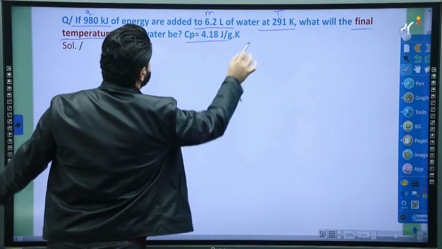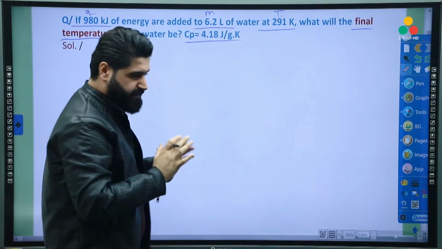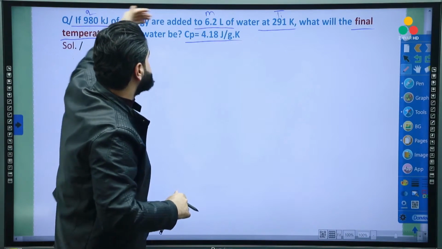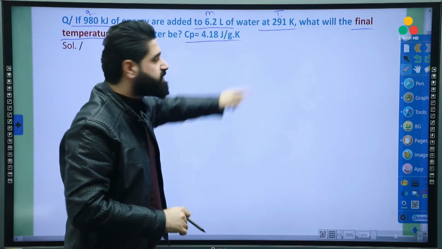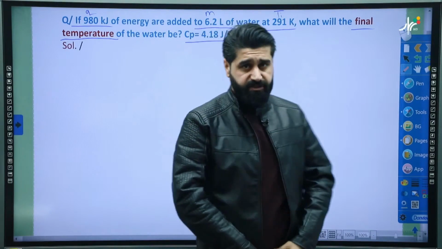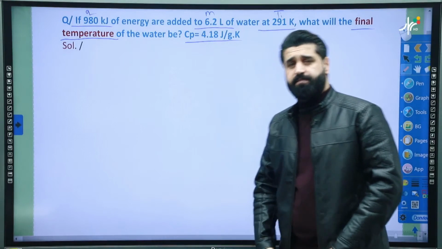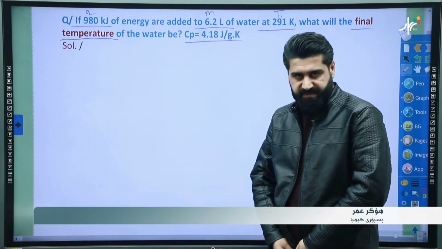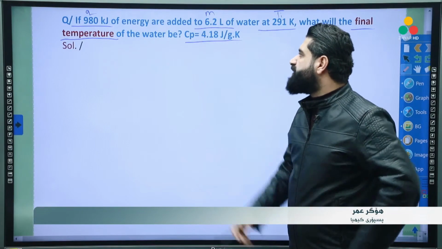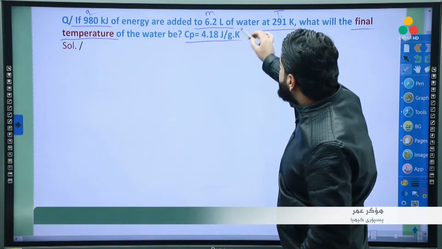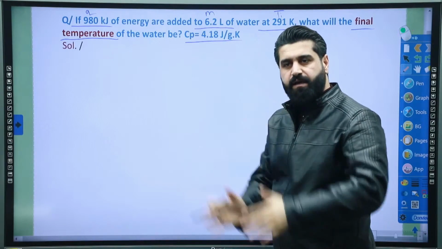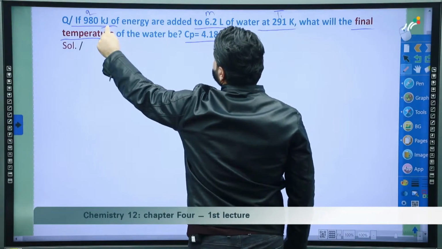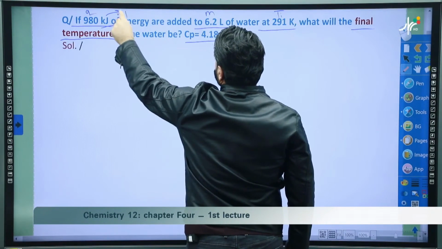So we have Cp. Remember, if you have Cp in any question, you have to change all the units according to the unit of Cp. Look, we have Cp, so there will be cancelling in units. We cannot cancel kilojoule by joule. So we must change kilojoule to joule.